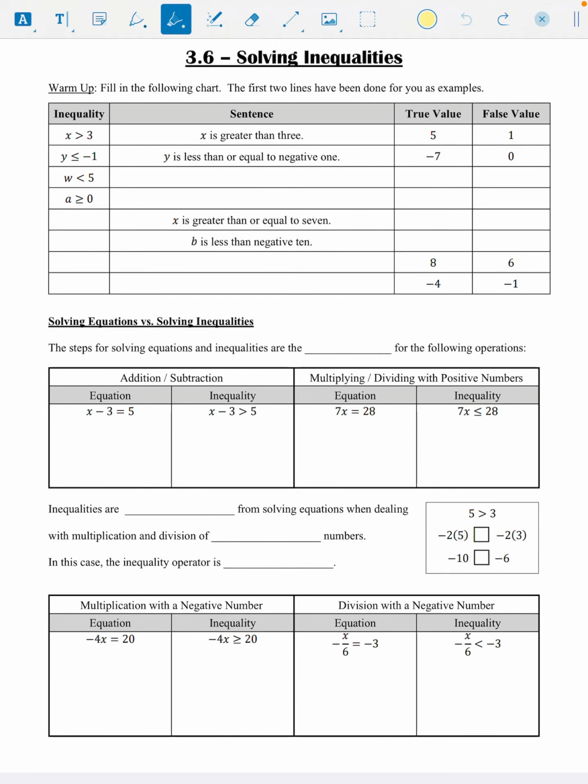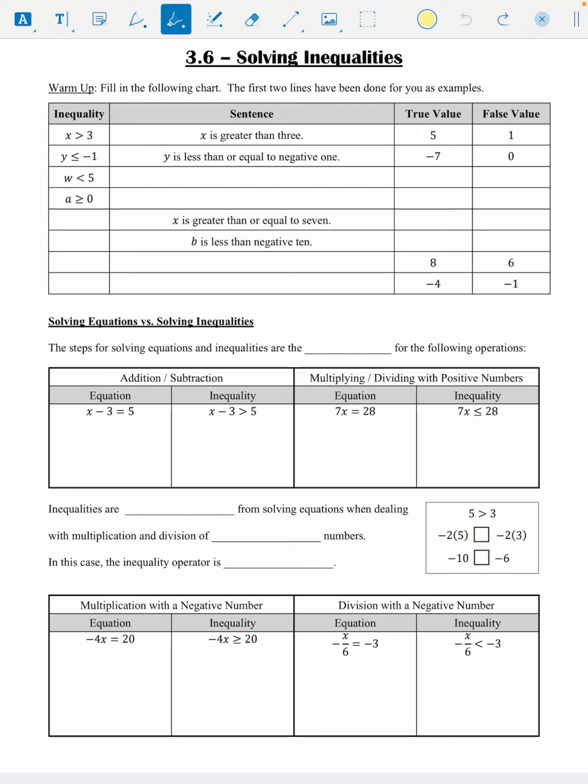Hi everyone. So today I'm going to be doing lesson 3.6, Solving Inequalities. This lesson is going to be building up on lessons 3.1 to 3.5 because you're going to learn how to solve inequalities similar to the way you've solved equations. So I want you to do the warm-up by yourself.